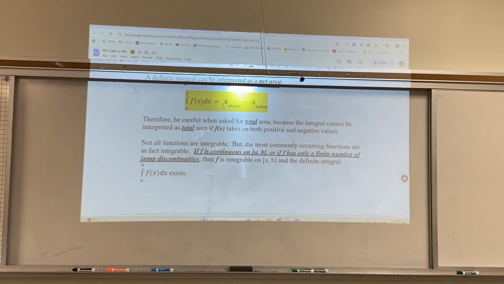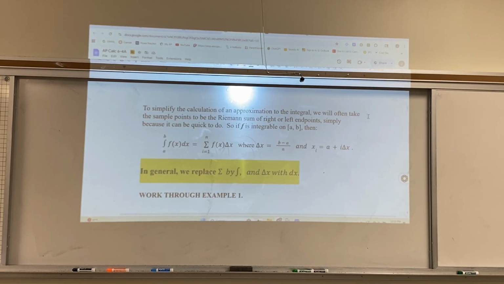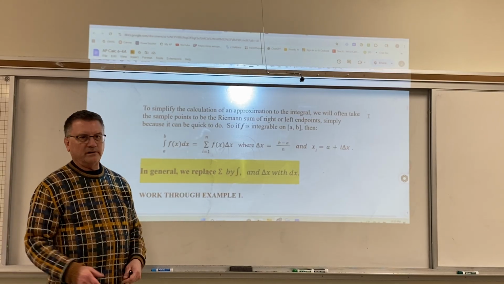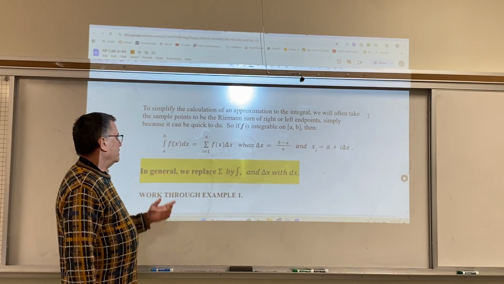Just remember it's net area, so area above minus area below. To simplify the calculation of an approximation, you're gonna see on the test, I see a lot, I just put this on here. You're gonna do Riemann sums from right or left endpoints of rectangles. That's probably what you're gonna see most of. Yes, I had you practice trapezoids and Simpson's, and even midpoint. But remember how to do that?